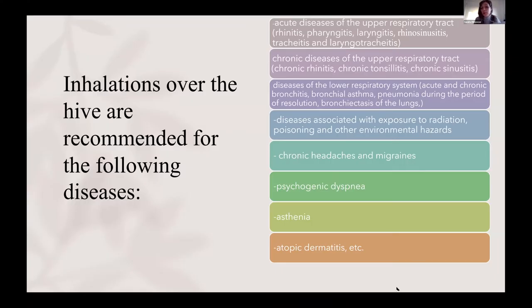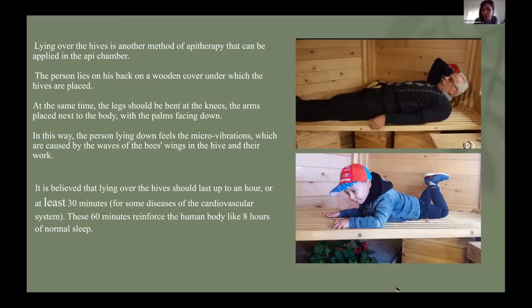You all know what these diseases are: acute diseases of the upper respiratory tract, chronic diseases of the upper respiratory tract, diseases of the lower respiratory system, diseases associated with exposure to poisoning and other environmental hazards, chronic headaches and migraines, psychogenic dyspnea, asthenia, atopic dermatitis, and so on. I'm sorry I'm so quick, but I don't want to take your time.